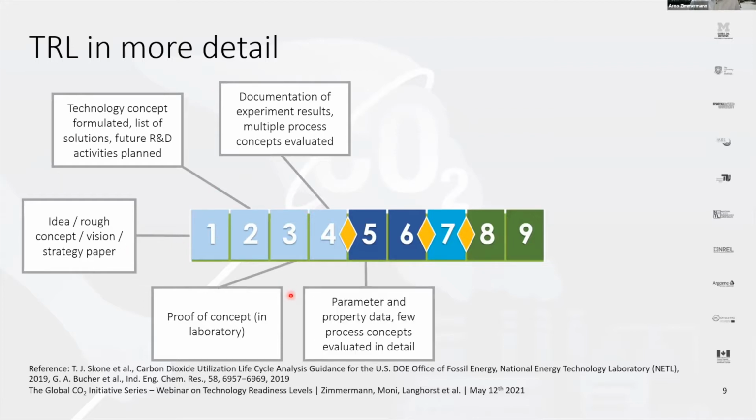And then you go over to a relevant environment where you clarify and increase the data quality further, and you really look at the parameter and property data. You have a more precise, more detailed process design available. And then at TRL 6, you have a working pilot plant available. And in terms of mineral carbonation, that could mean a few dozen to a few hundred tons per year capacity, for example.